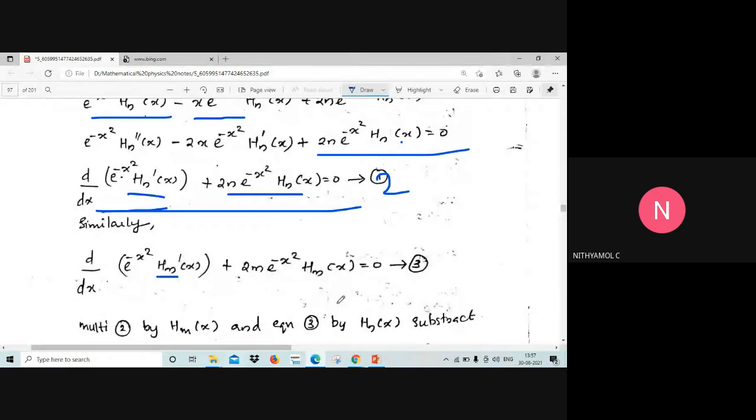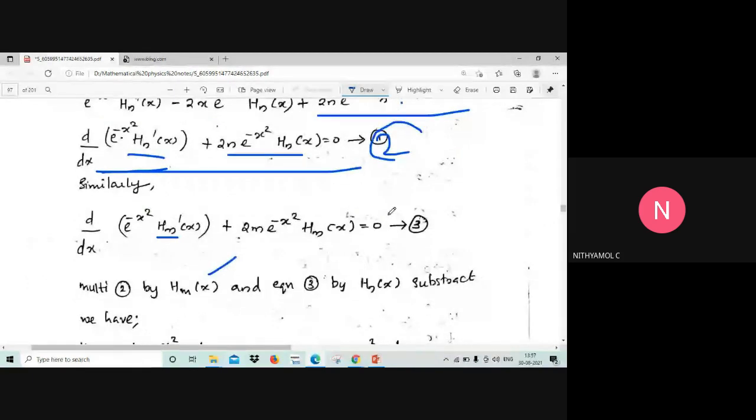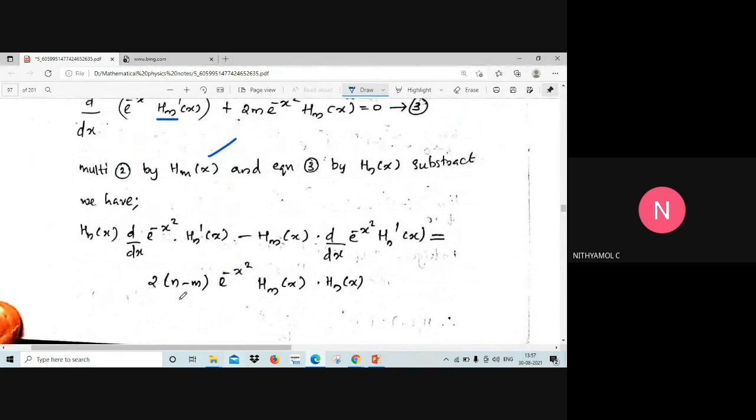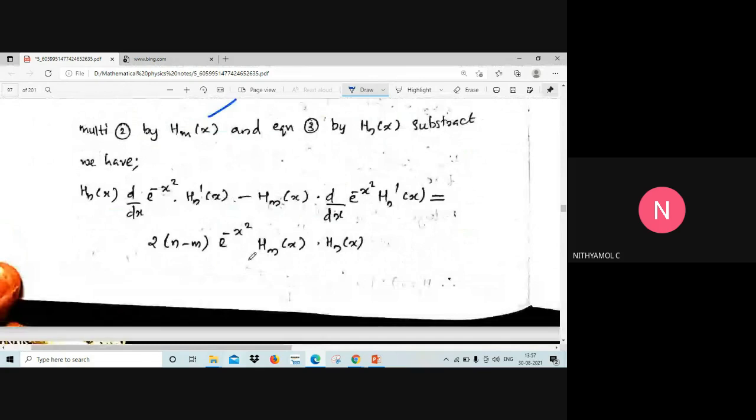Multiply equation number 2 by hm x and equation 3 by hn x and subtract. So we are multiplying equation 2 by hm x and multiplying equation 3 by hn x and subtracting. Then we will get hm x into d by dx of e raised to minus x square hn prime x minus hn x into d by dx of e raised to minus x square hm prime x, which is equal to 2 into n minus m e raised to minus x square hm x hn x.